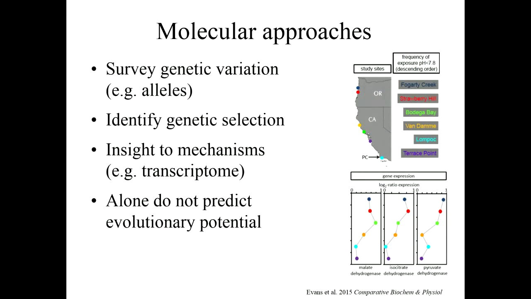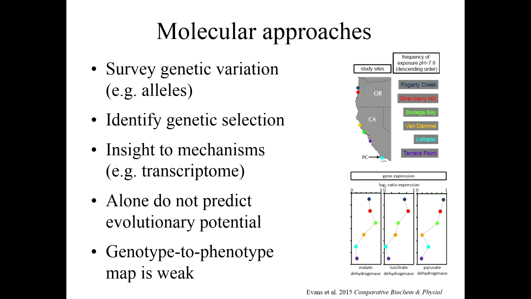You can do things like survey genetic variation. You can go out and survey populations, look at how much genetic variation there is. You could identify genetic selection if you had a selection gradient. They're really, really great for looking at insights of mechanisms, as I showed you with the transcriptome for the fish. We can look at which genes were responsible for the phenotypic response. But alone, molecular techniques by themselves pretty much do not predict evolutionary potential. So I guess that's a real take-home message I want to get from today, that I think some people are maybe a little blinded to what they can find by themselves. And the reason for that is generally the genotype to phenotype map in just about anything is weak.